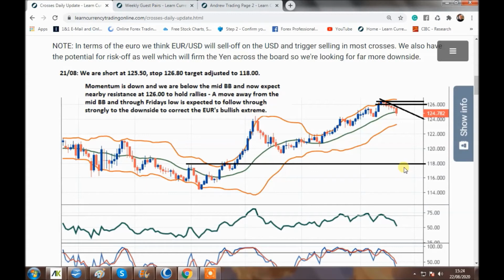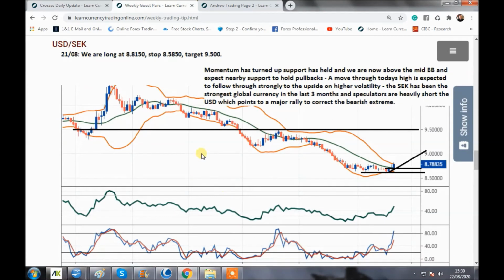One euro correlated currency that's very overbought is the Swedish krona. So let's go and take a look at USD SEK. Right, US dollar Swedish krona. Now, I've noted here the SEK has been the strongest global currency in the last 3 months. It hasn't just been strong on the USD, it's been strong everywhere.